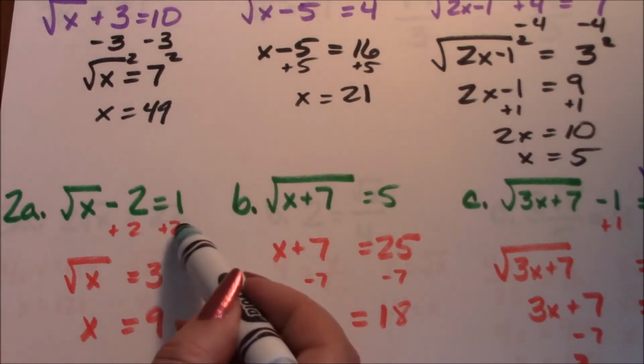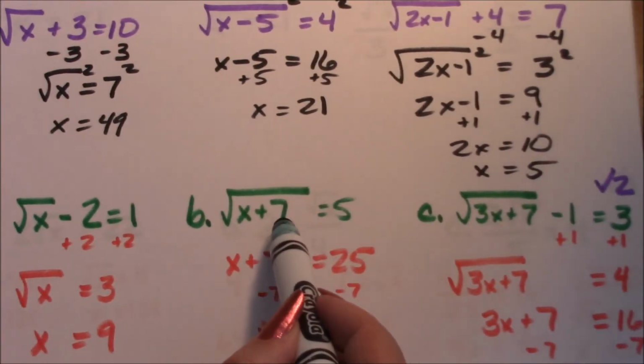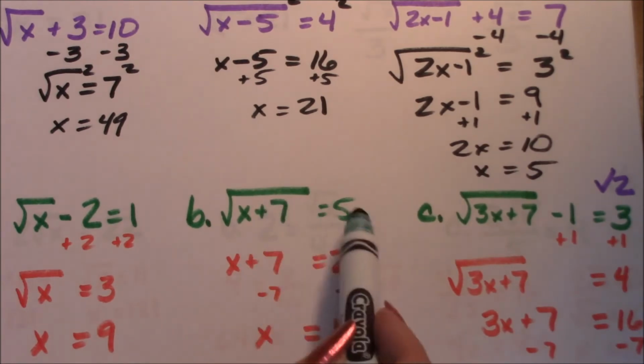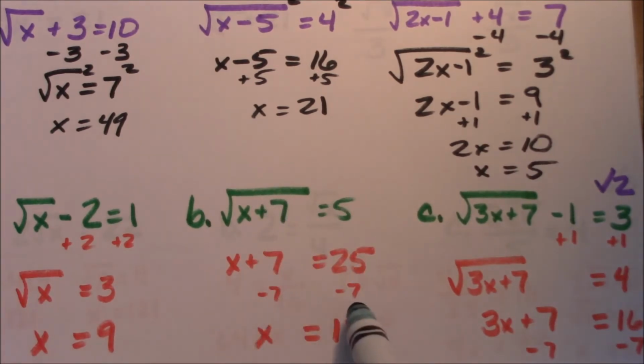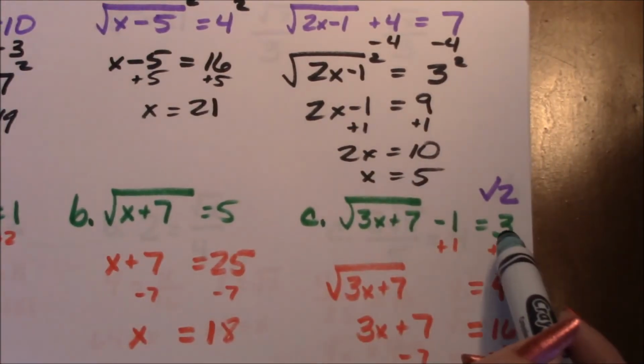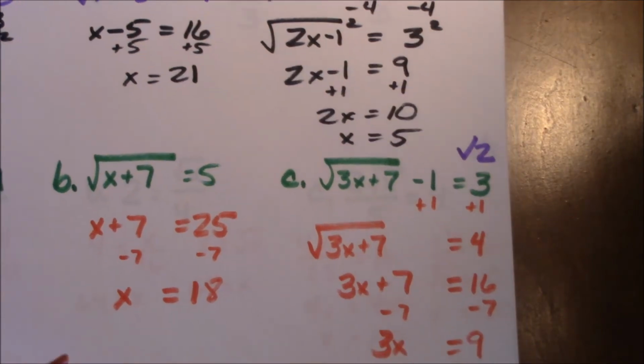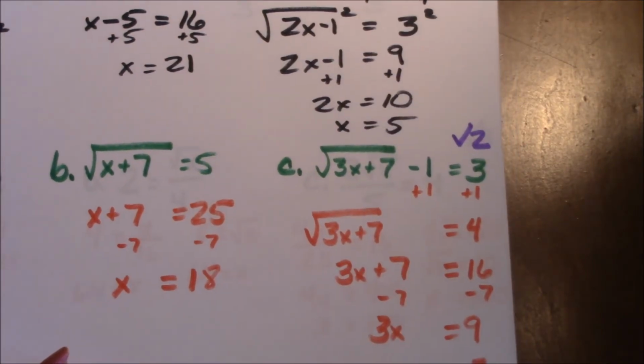So here we added 2 first and then squared. x is 9. Here we squared first and then subtracted 7, so x equals 18. Here we got rid of that 1 first, then we squared, and then we got rid of the 7 and divided to get x equals 3.